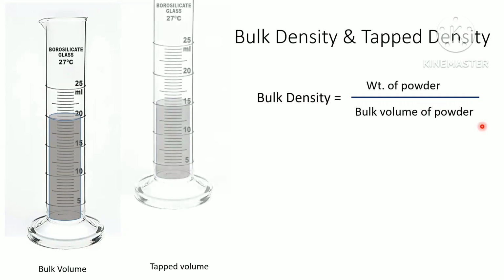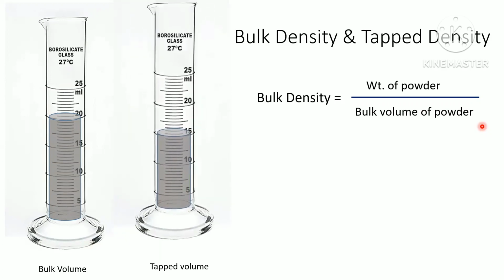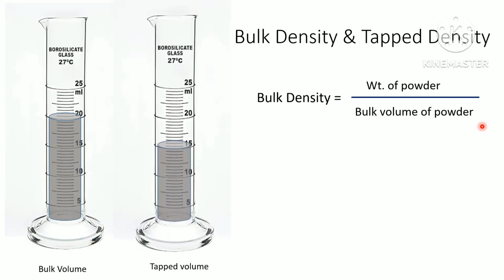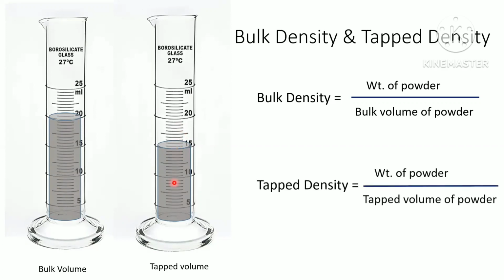And what is the tap volume? To determine tap volume, we simply tap this measuring cylinder a couple of times so that the particles settle down and we get a more compact arrangement of the same powder sample. There is a decrease in the volume and we can determine the tap density by dividing the weight of the powder by the tap volume. So this is the tap volume for the same amount of the powder sample that we used to determine the bulk volume.